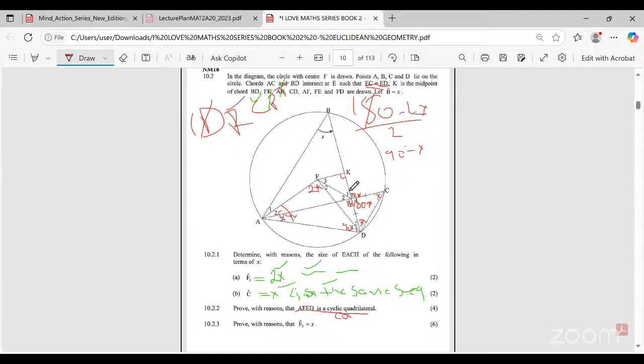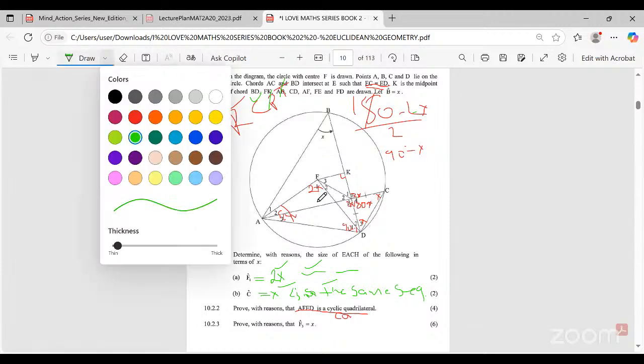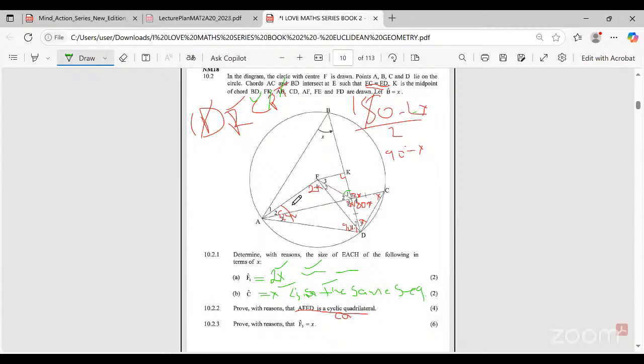And then, oh, okay, remember we proved that AFED is a cyclic quad, right? Yes, sir. Therefore, this angle here, this one, will be equal to this angle, right? Yes, sir. Can you see that? Yes, sir. Therefore, this angle will be 90 minus x. Then now, to this triangle, how can we find F3?